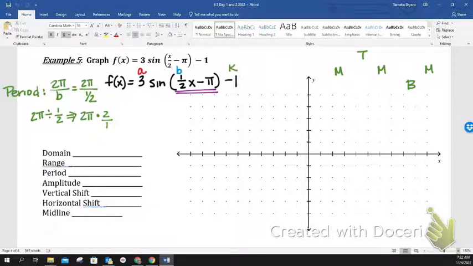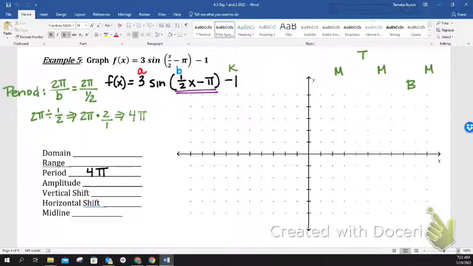So this one has a period of 4 pi, which is 720 degrees. So it takes double, because normally the parent function is 360 degrees. So this is going to take twice that. It's going to take 720 degrees for it to go around and do one revolution. So the period is 4 pi.